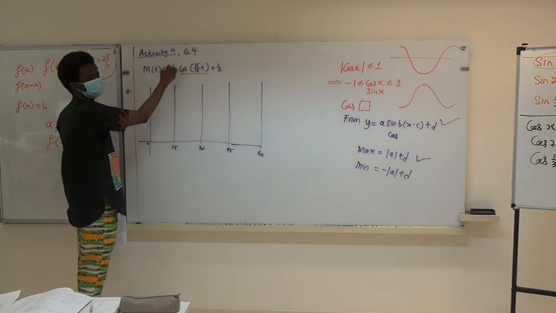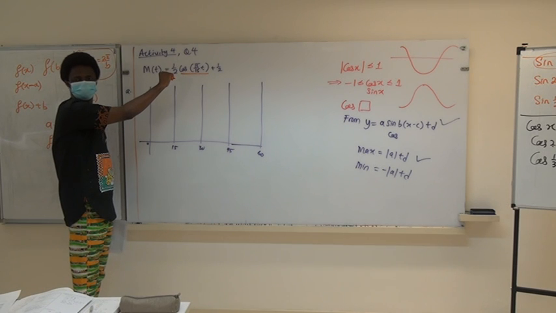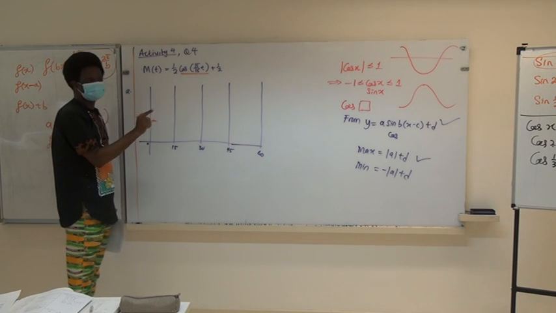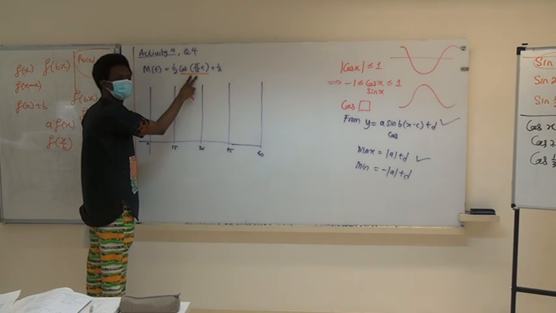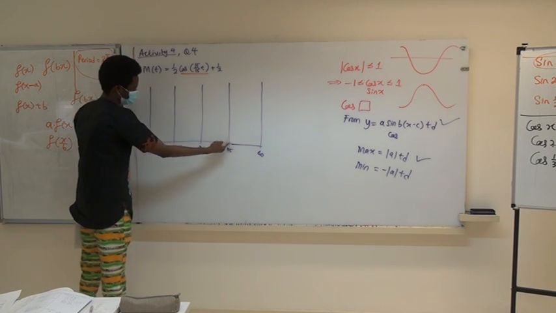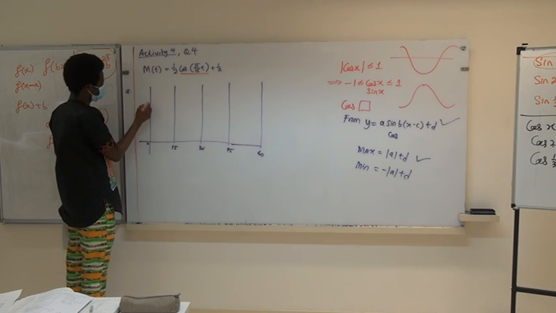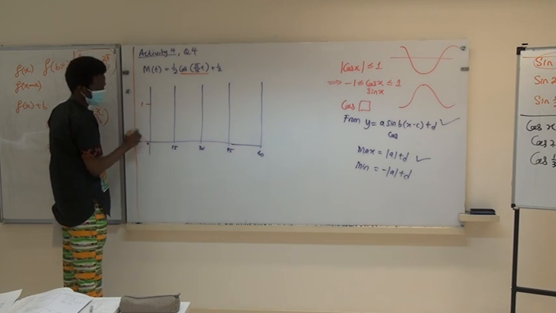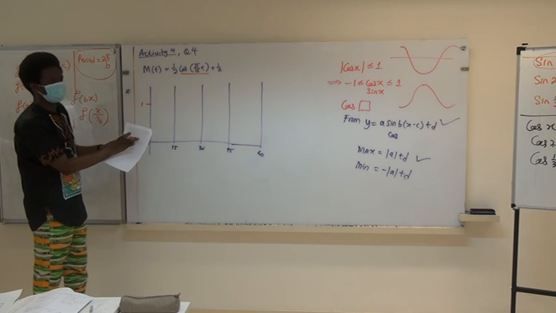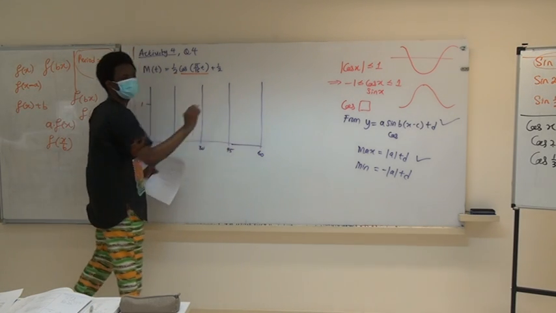Normally, this half means it's compressed, but then there's something that pushes up again, back to 1. At minimum, cosine is negative 1. So negative half plus half is what? 0. Which means it doesn't go beyond this line. So the maximum doesn't go beyond 1 and it doesn't go beyond 0. If this is 1, I gave you two lines. If you pick the first one as 1, your curve is in between these.